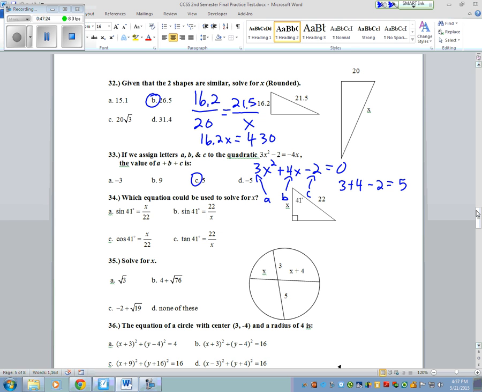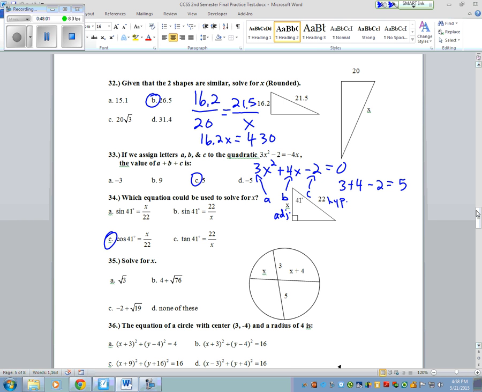All right, so 34. Which equation could be used to solve for x? Here I am at the 41-degree angle. The x here would be the adjacent side, and the 22 would be the hypotenuse. So I need the one between SOH, CAH, and TOA that involves adjacent and hypotenuse, which happens to be cosine. I only have one cosine one up there. So it's cosine 41 degrees equals adjacent x over hypotenuse 22, and that's it.